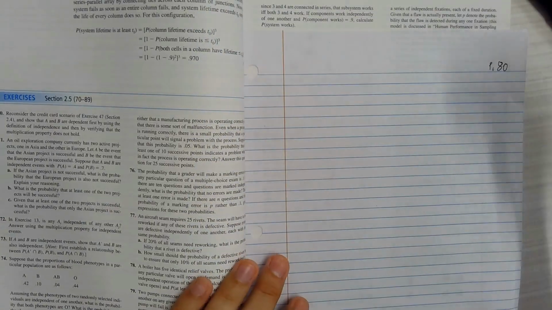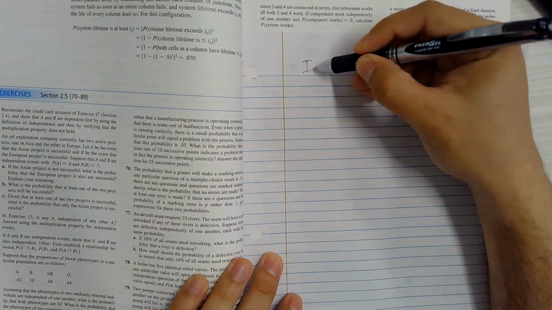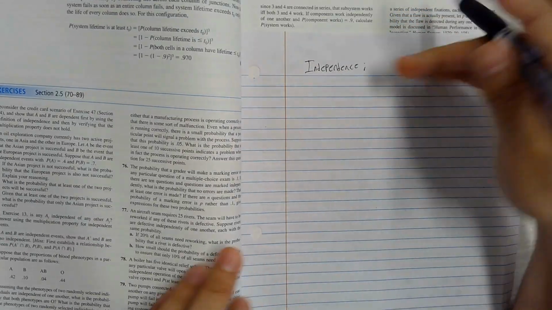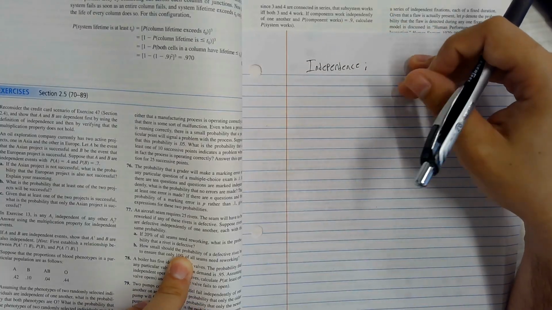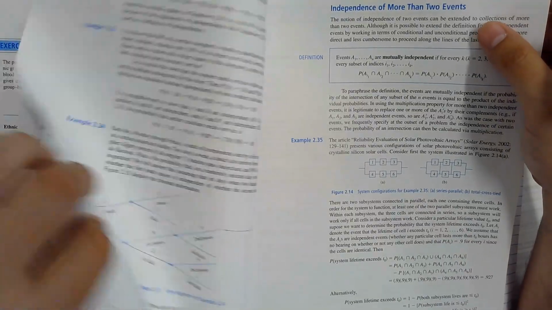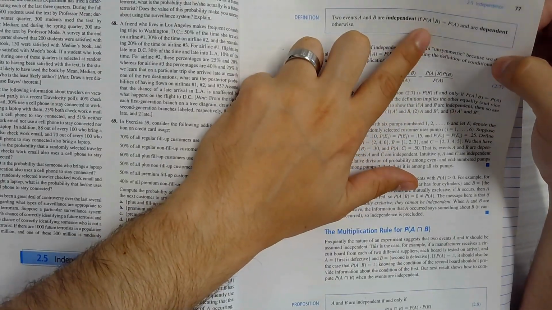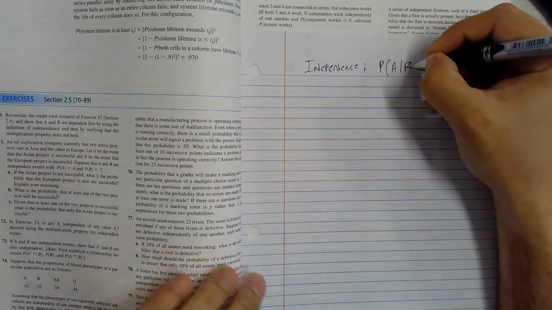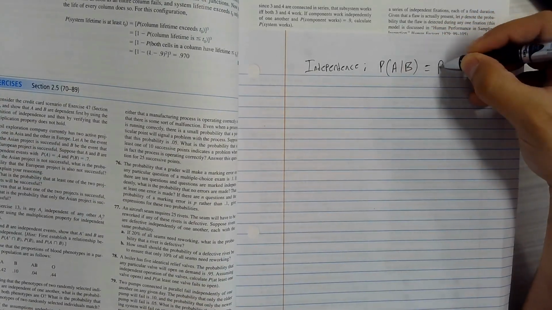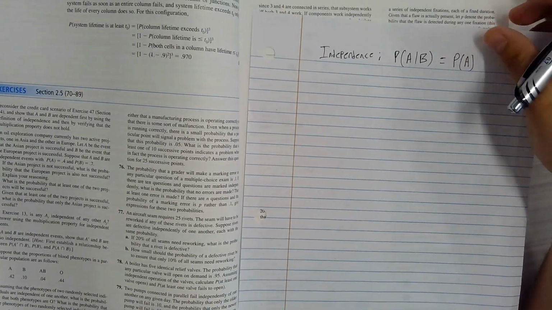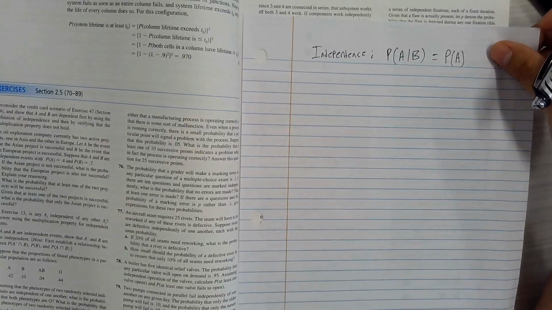This section is on independence, and independence is defined as the probability not changing given a certain event. If the probability of A given B is equal to just the probability of A, this is also going to change some things, like the multiplication rule.